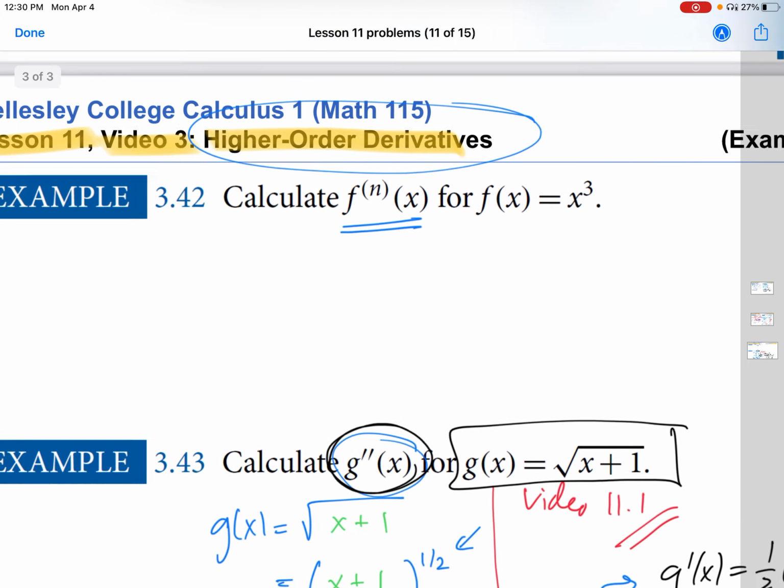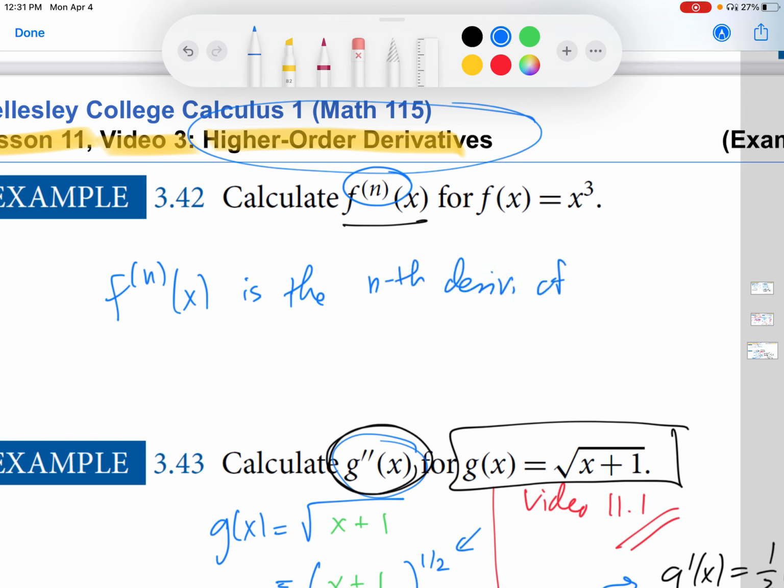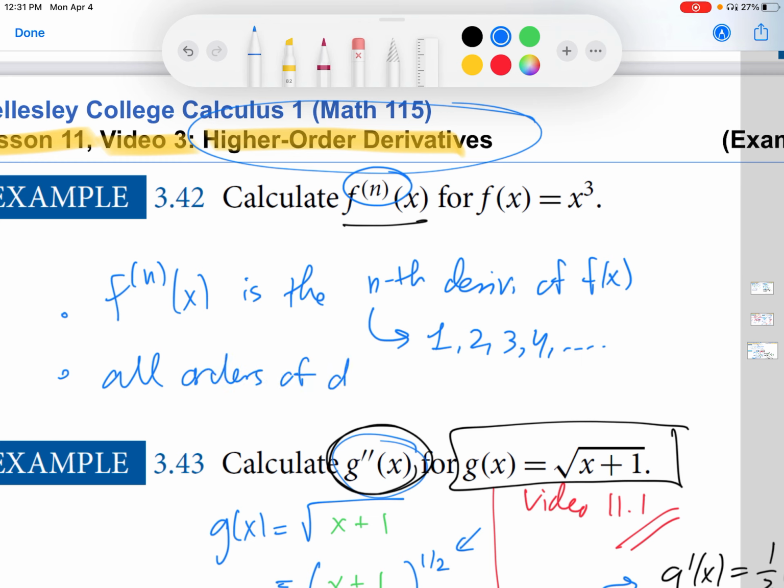Okay, so now let me go back to example 3.42 up here, and let's see what this says. Calculate this thing for x cubed. Okay, fine. So you might be wondering, what is this notation? Haven't seen it before. This notation is the nth derivative of f of x. We're thinking of n here as a natural number, in other words 1, 2, 3, 4, going on forever. So long story short, this means calculate all orders of derivatives.